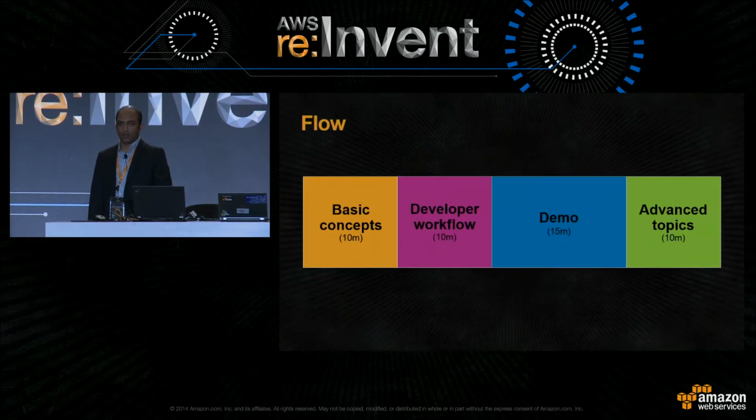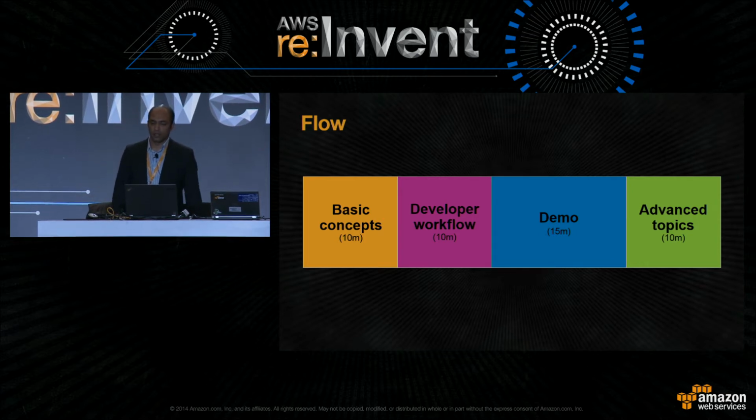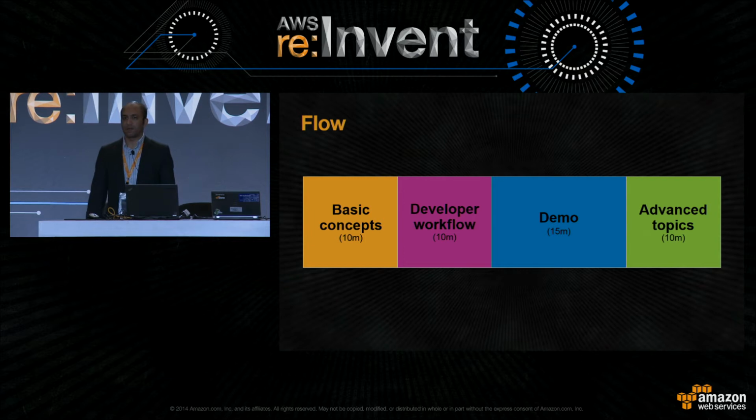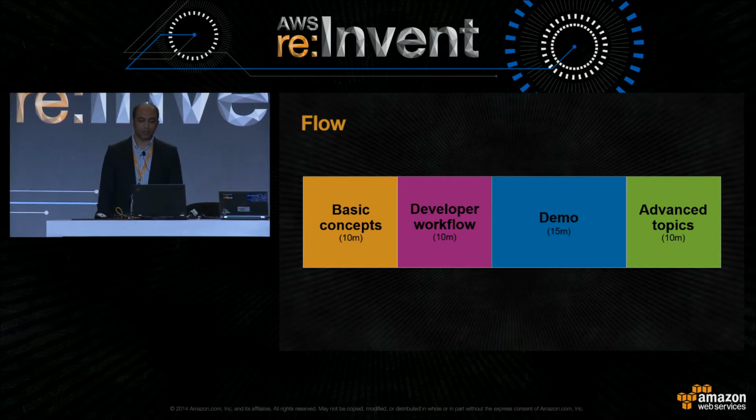So let's quickly talk about what we're going to see here today. We're going to start with some of the basic concepts of Elastic Beanstalk. So what's the object model that Elastic Beanstalk uses? Just to give you an idea of how applications map to that object model. Then we're going to talk about the developer workflow. We're going to use the command line tool that we have for that. We'll show you examples of some of the other tools that we integrate with.